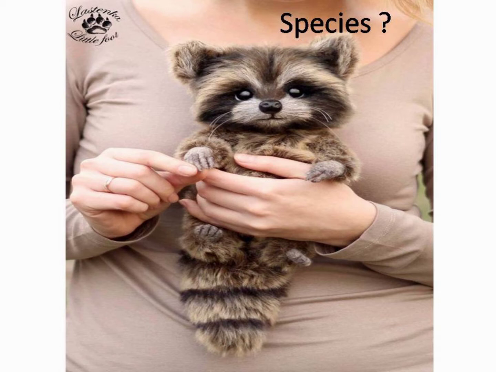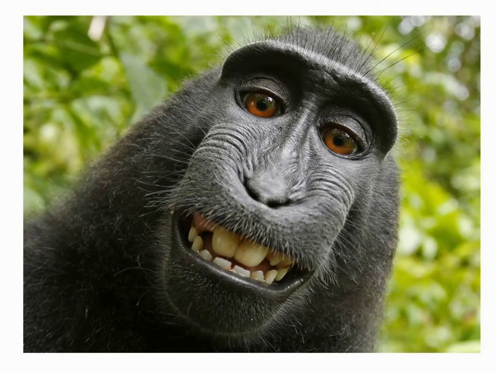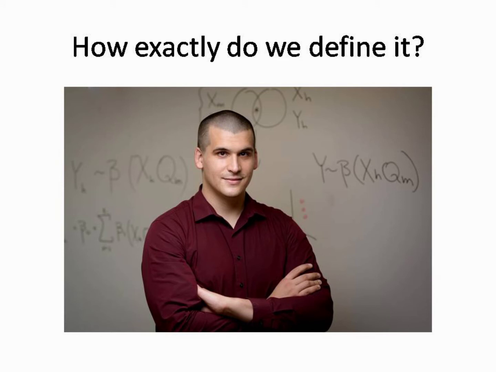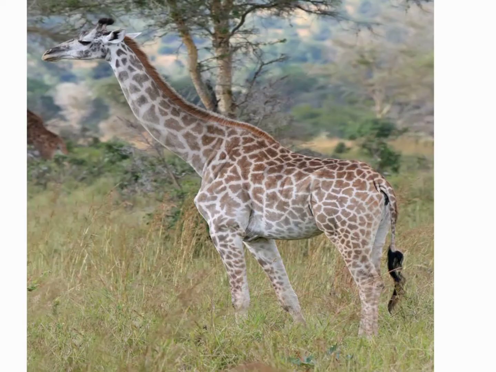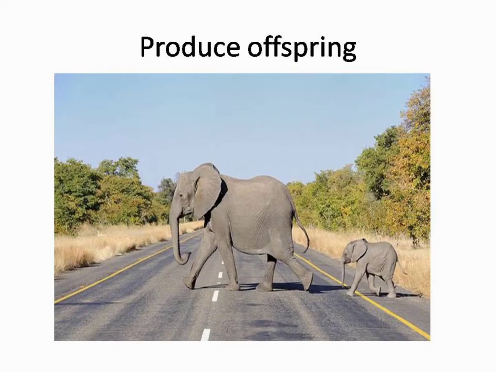If we look at a group of animals, we know that a giraffe and a monkey are not the same species. We know that a monkey and a hornbill are not the same species. But then, it is so obvious, how exactly do we define it? One way is that if they can produce offspring, they must be the same species. A giraffe and a monkey, for example, could not produce offspring, but this definition doesn't always work true.